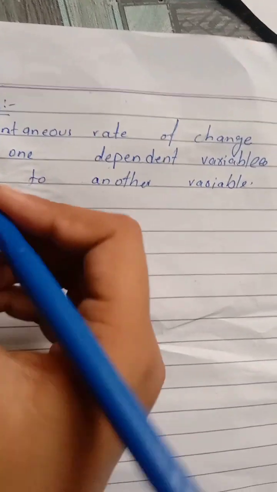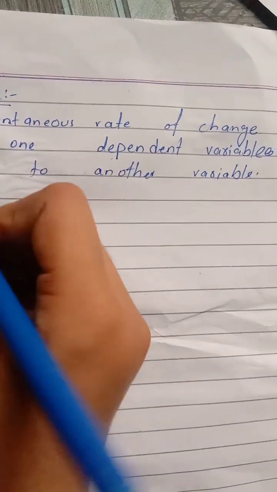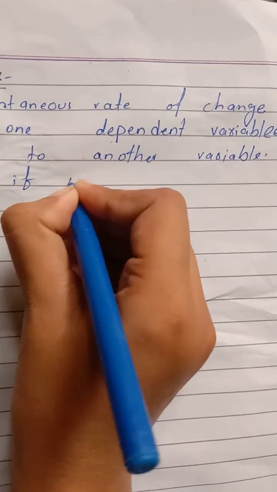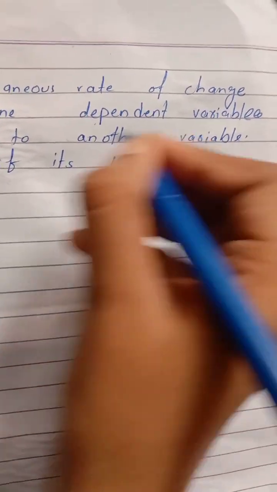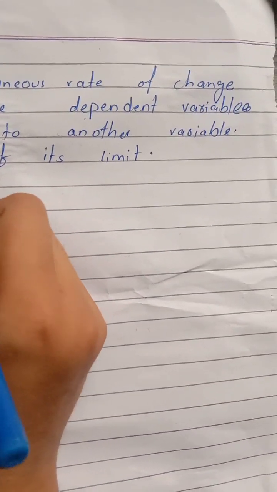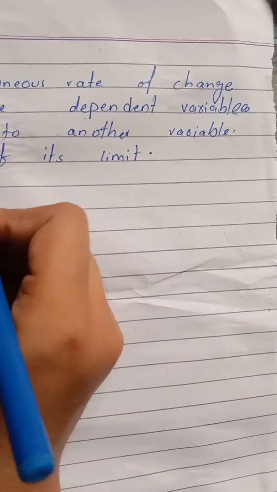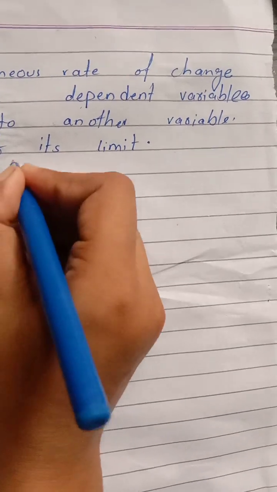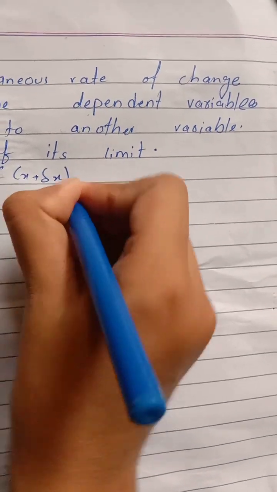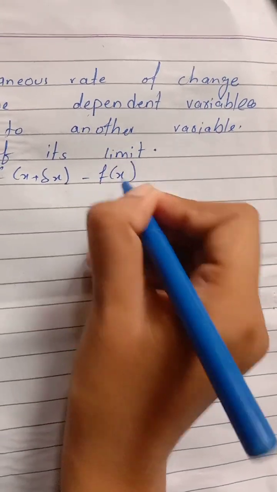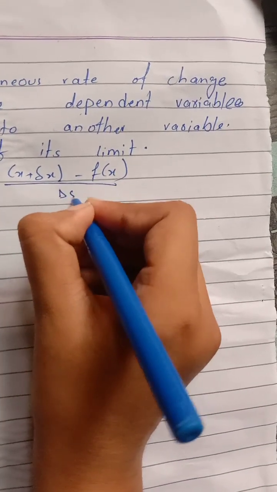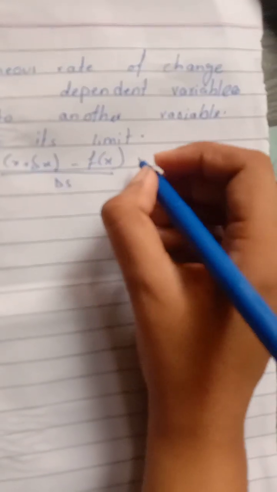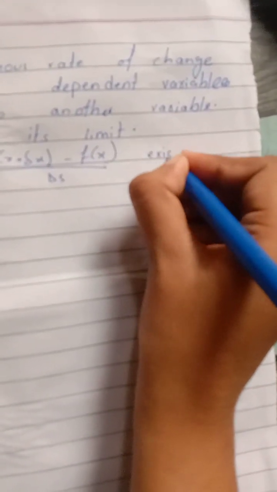or there is another second condition: if the limit as delta x approaches 0 of f of x plus delta x minus f of x, divided by delta x, exists, then this is called the derivative.